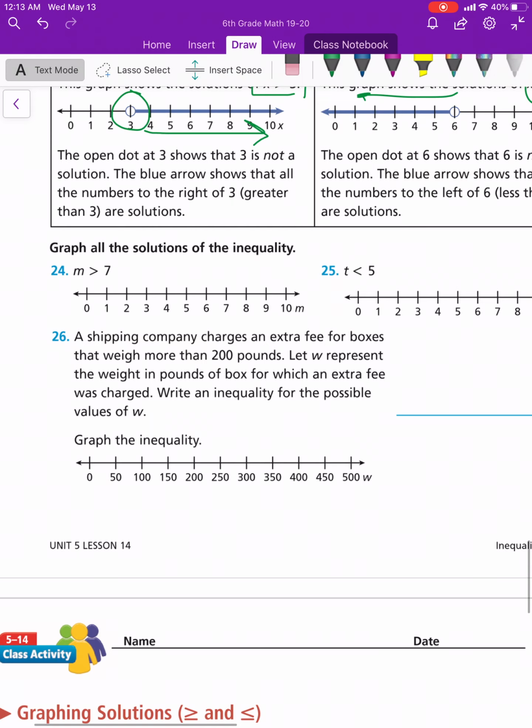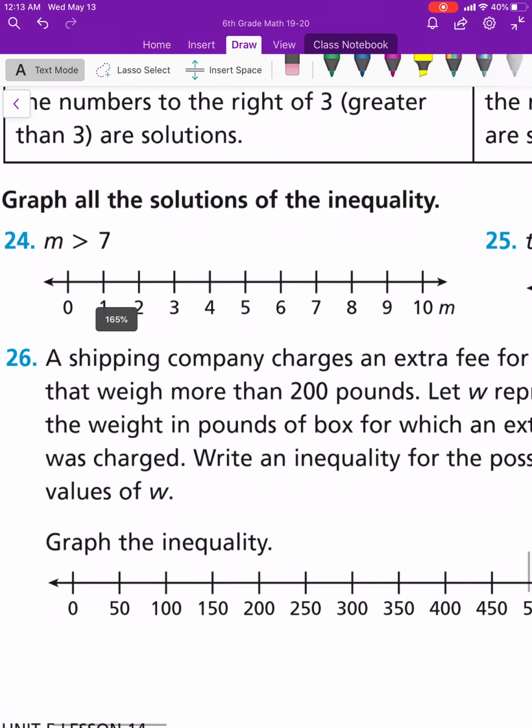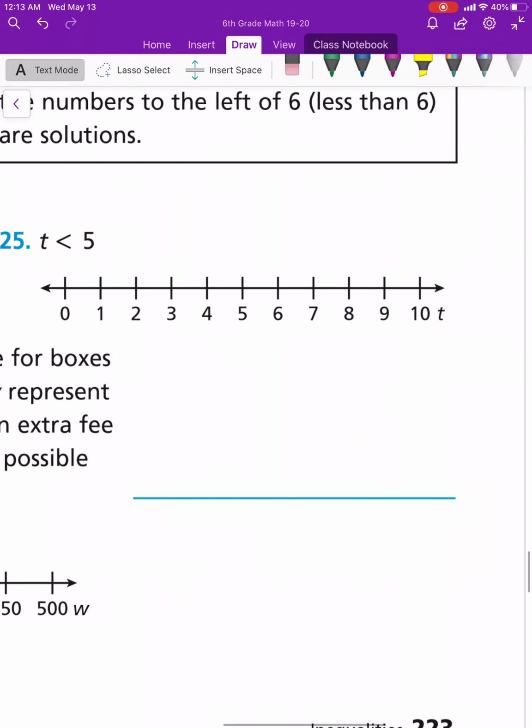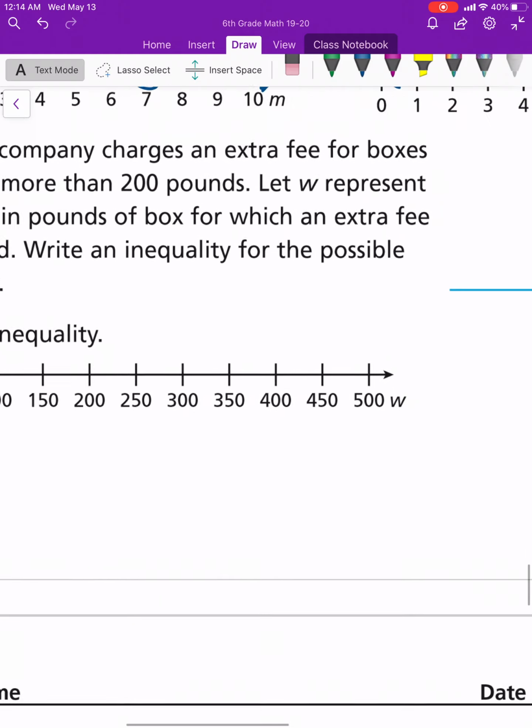So graph all of the solutions of the inequality m is greater than 7. So it would literally be anything that is greater than 7. So we're going to open dot this way and graph this way. And this arrow means that it goes on forever. If I draw an arrow, it means infinity. Next, t is less than 5, so it does not include 5. It is less than 5. Okay, so just like that.